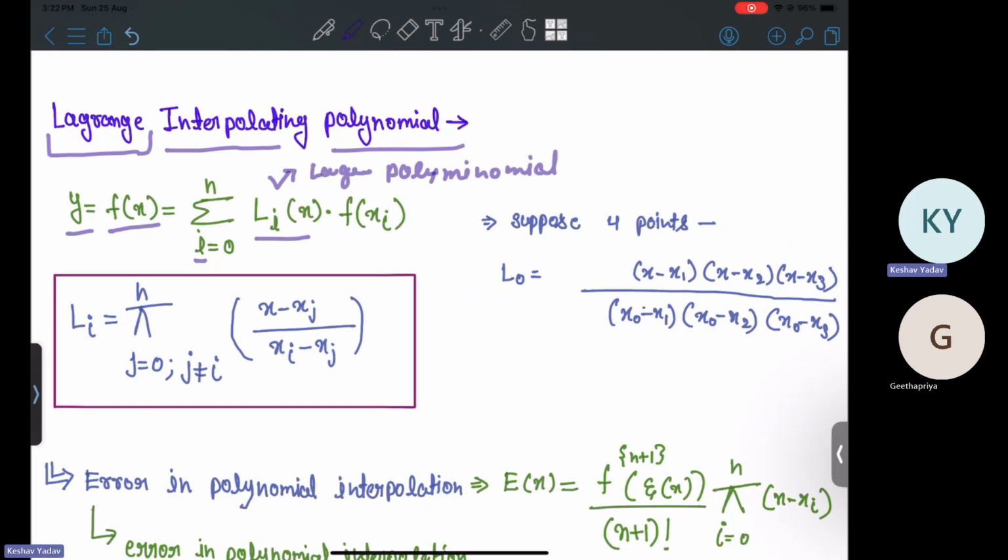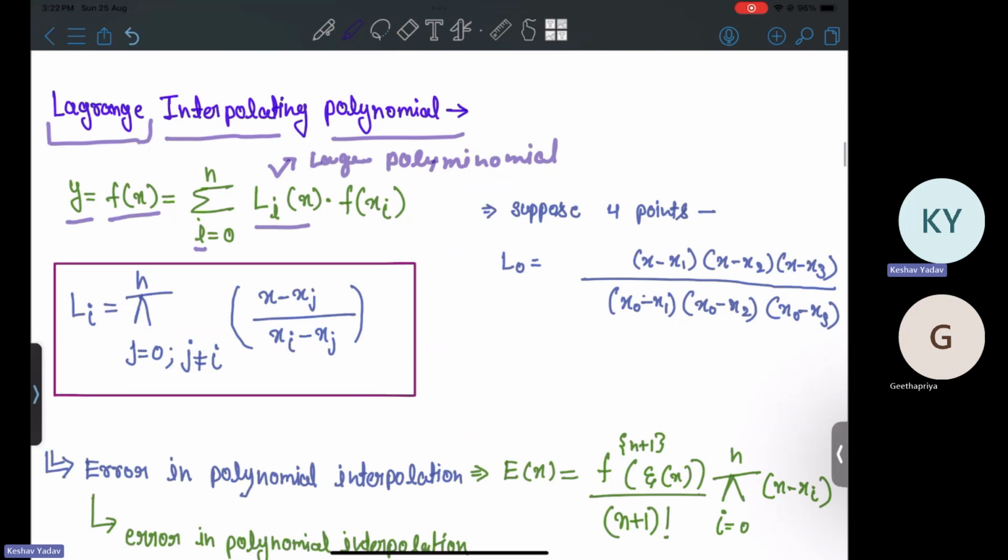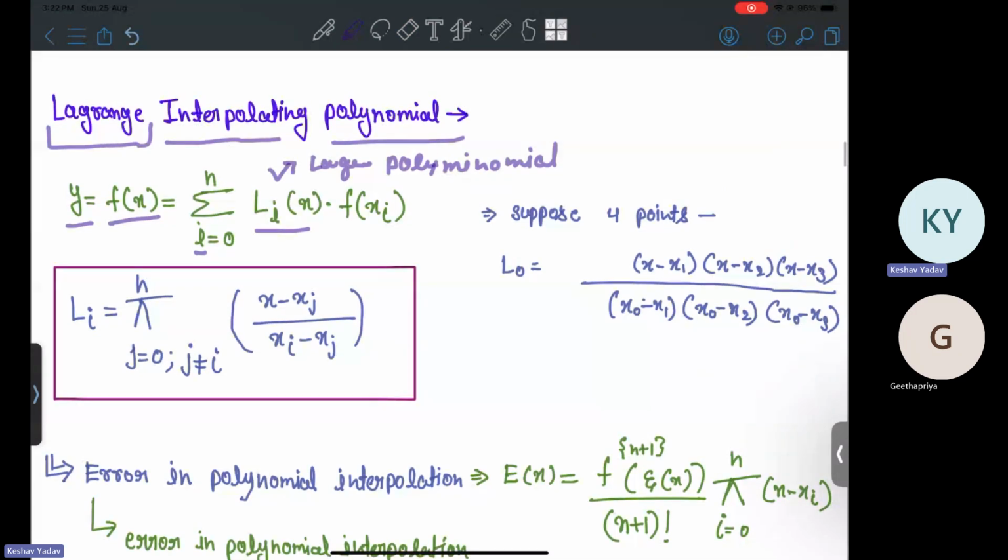The whole derivation has been shown by the instructor in the lectures. So if you want to see the derivation, you can go and watch the lecture again. Here we will directly see the formula of the Lagrange polynomial. Li is equal to the product over j equal to 0 to n, j not equal to i, of x minus xj divided by xi minus xj.